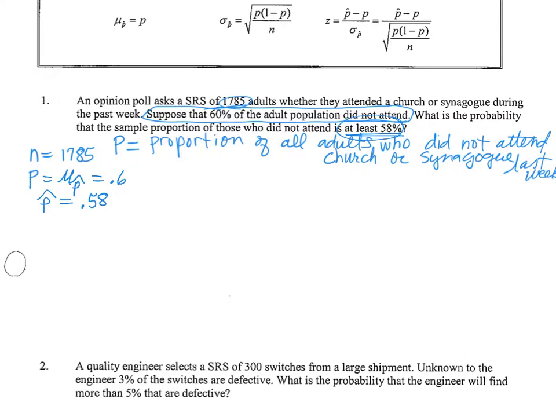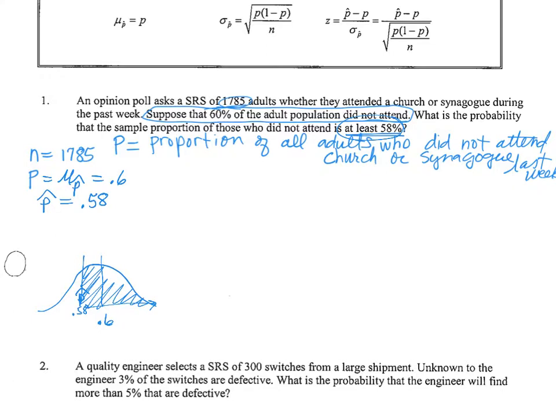You do not have to draw this normal model, but essentially here's what's happening. We have a p hat at 0.58, and we want to know the probability it's at least that much. Which direction do I shade if it's at least that much? To the right. So this is the area that I want to know. Okay, in order to do this problem, now what do I do?